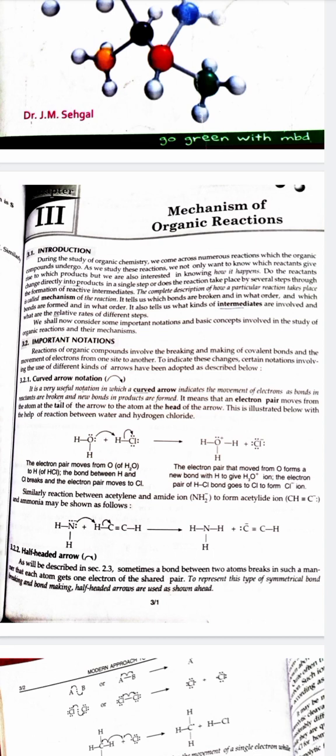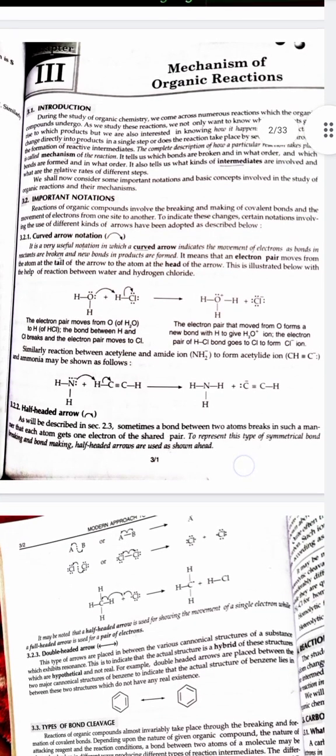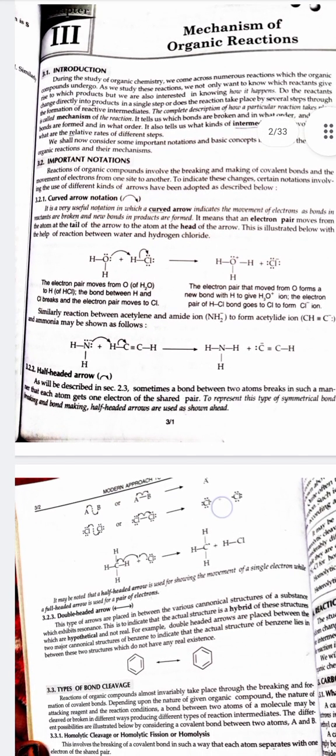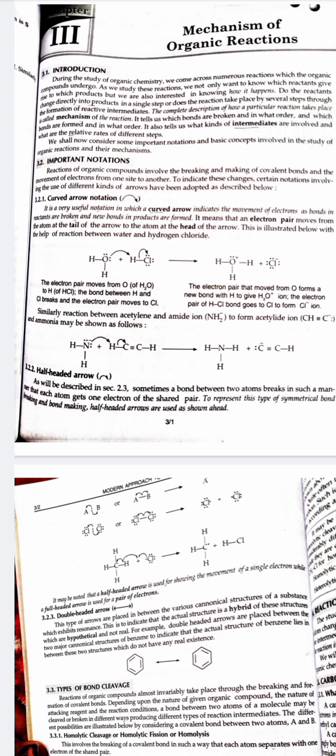Sometimes a bond between two atoms breaks in such a manner that each atom gets one electron of the shared pair. To represent this type of symmetrical bond breaking and bond making, half-headed arrows are used as shown ahead. This is the structure showing chlorine atoms separately. It may be noted that a half-headed arrow is used for showing the movement of a single electron, while a full-headed arrow is used for a pair of electrons.